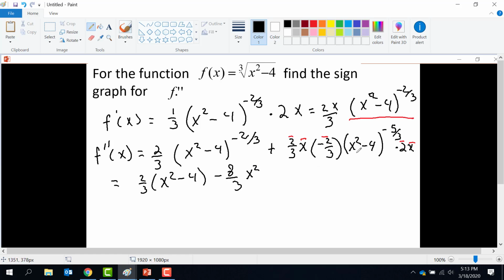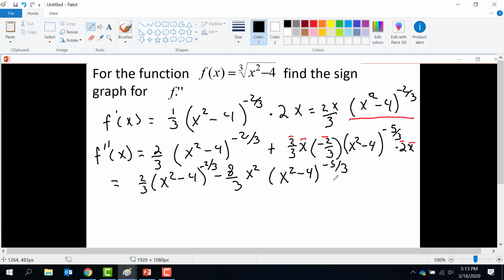And then we have this other factor of x squared minus 4 to the negative 5/3. But I forgot my exponent here, the 2/3, this was x to the negative 2/3, so let me go ahead and fix that.